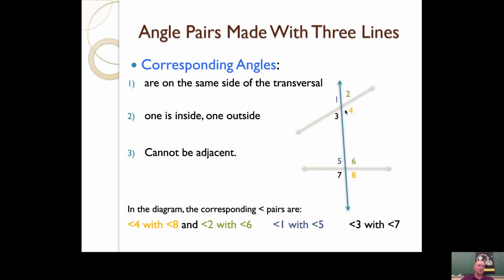So in this particular diagram, I have them color-coded for you. Angle 1 and angle 5 correspond. Angle 2 and angle 6 correspond. Angle 3 and angle 7 are corresponding angles, and angle 4 and angle 8 are corresponding angles. If this definition works for you, great. If not, remember, think of it as a 4-way intersection. Angle 1 is in the top left. Here's a 4-way intersection. Angle 5 is in the top left. Those are your corresponding angles.